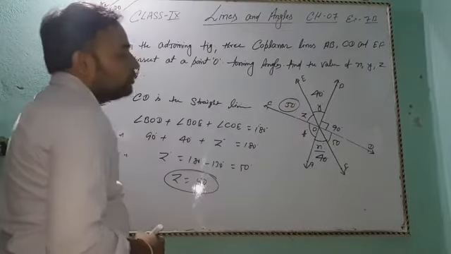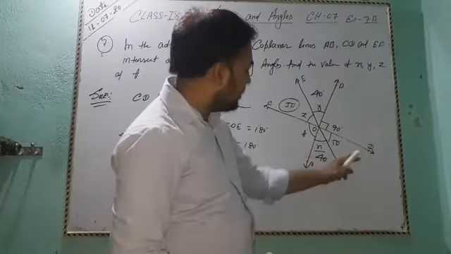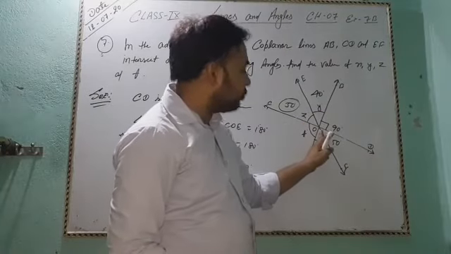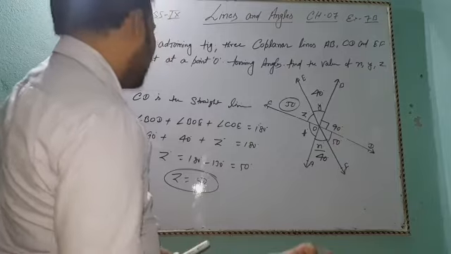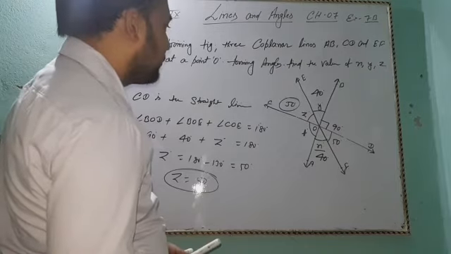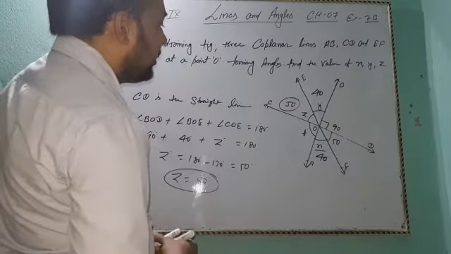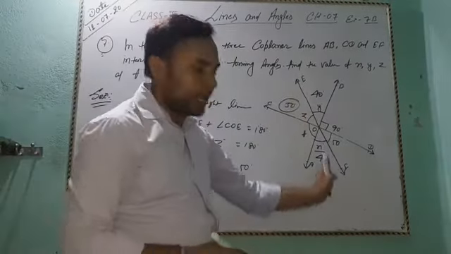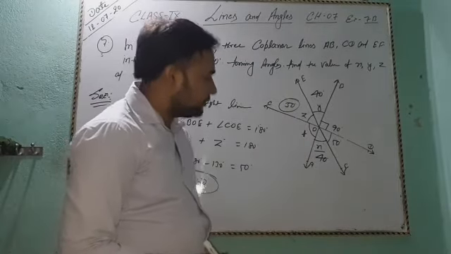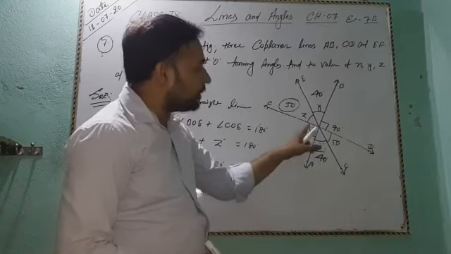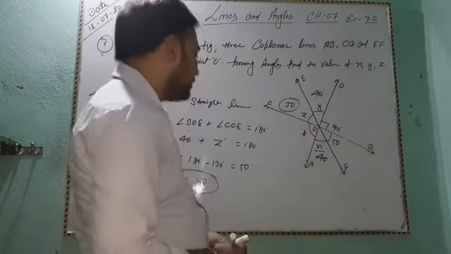Okay, and students, line CD and line AB intersect at the point O. Angle AOC equals angle BOD, vertically opposite angles. So here angle AOC equals 90 degrees. Also, EF is a straight line, and we know that the sum of all angles on the same side of the line EF at the given point O is 180 degrees.